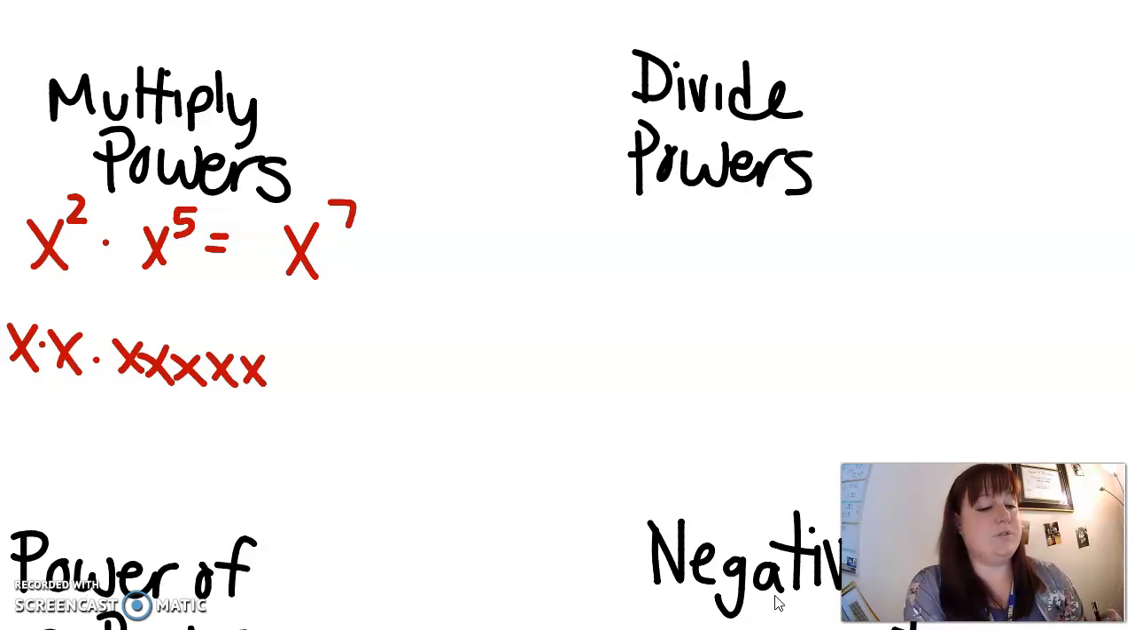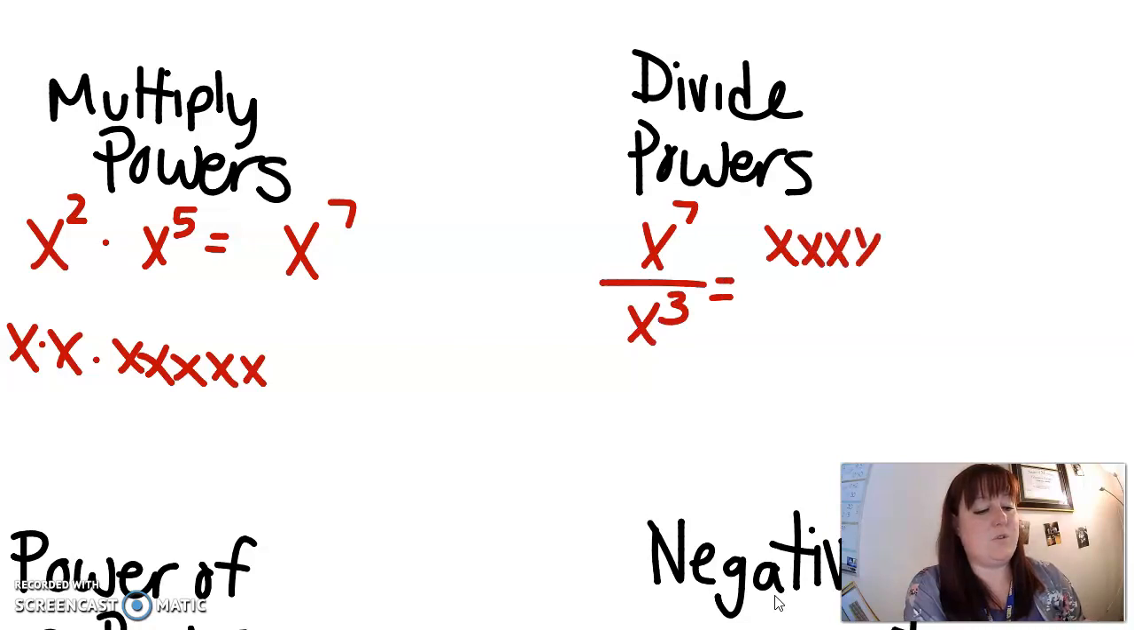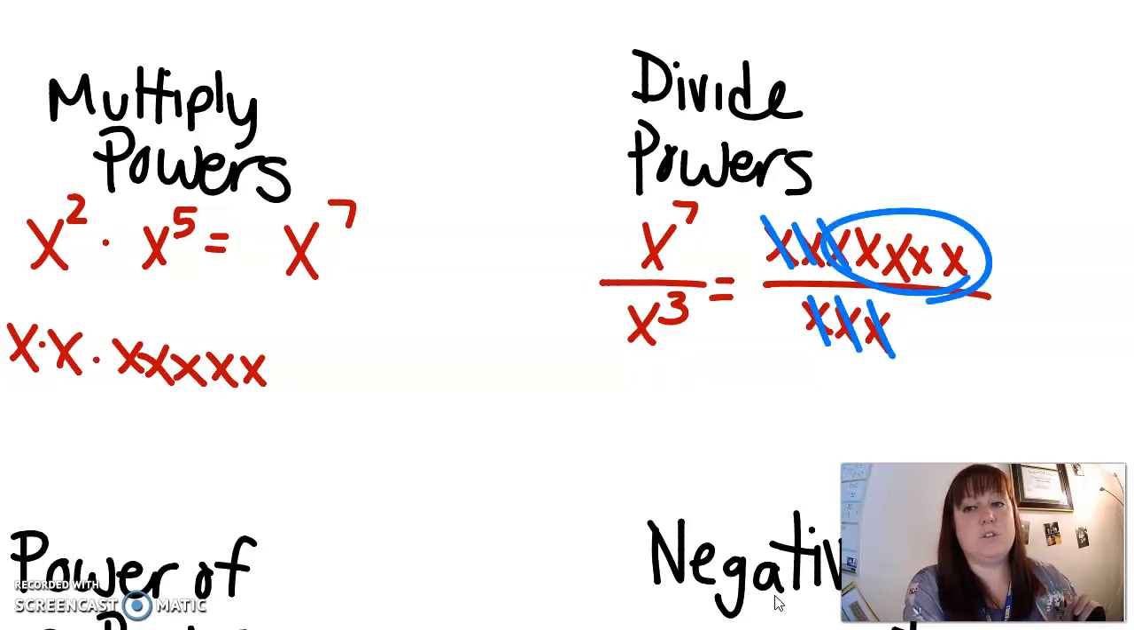So what do you think we're going to do if we divide? If I have x to the 7th over x to the 3rd? Well, that's 7 of these, 1, 2, 3, 4, 5, 6, 7, and there's 3 of them on bottom. Well, x divided by x, right, these all cancel out. How many do I have left over? 1, 2, 3, 4, right? So x to the 7th divided by x to the 3rd is x to the 4th. So when we're dividing powers, we're basically just subtracting their exponents, right? Because 7 minus 3 is 4. You can see where that comes from.